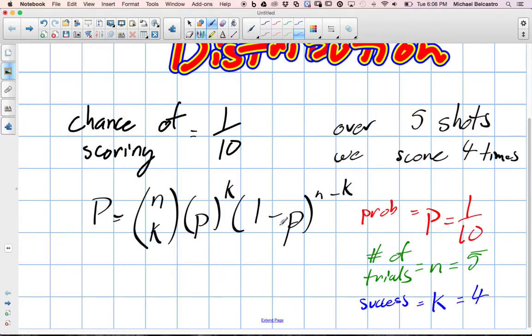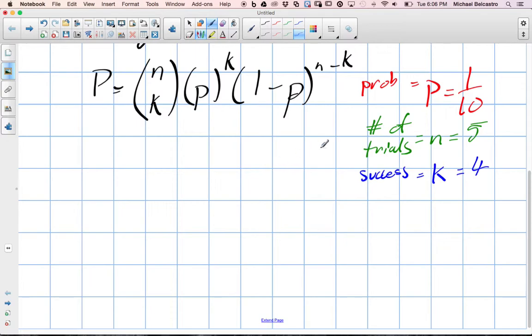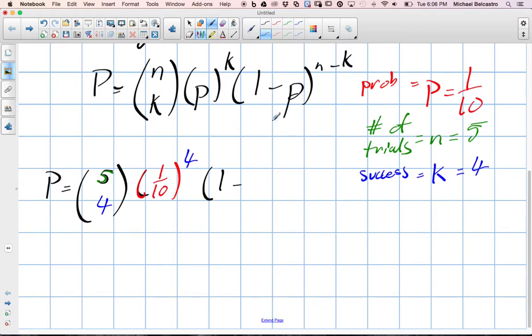So now it just becomes plugging values into our formula once we've figured that idea out. So P is equal to, and I'll get you to do that combination. We'll do the combination of 5, because N is 5, and then K is 4. Do you want to do that combination on a calculator quickly? The probability will be 1 in 10. We said we're going to have 4 successes. Here we're going to have 1 subtract 1 in 10.